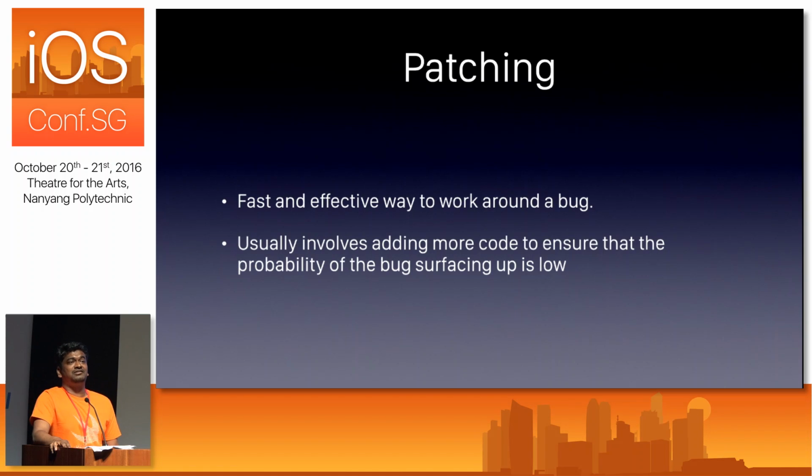Most of the time, patching is done by making sure that the probability of this bug surfacing up is low. For example, when you see code that leaks memory a lot, an easy way to patch it is to wrap it in an auto-release pool, right? It works. It might not be the right way all the time, right? But we all have something called deadlines.